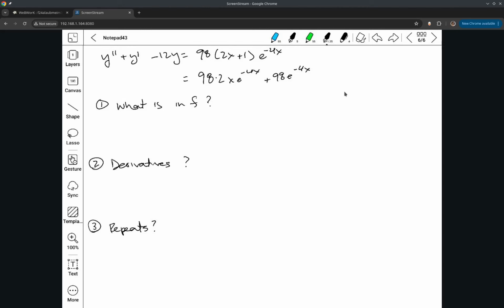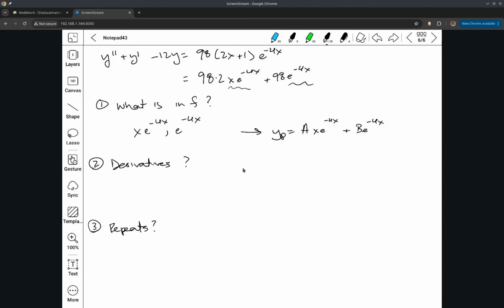So just focusing on the functions, not on the constants, I've got x e to minus 4x and e to minus 4x in my function. So my first guess would be that yp is a times x e to minus 4x plus b e to minus 4x. This first guess is always going to look like whatever your function is over here, just with a and b instead of any numbers that your problem has.